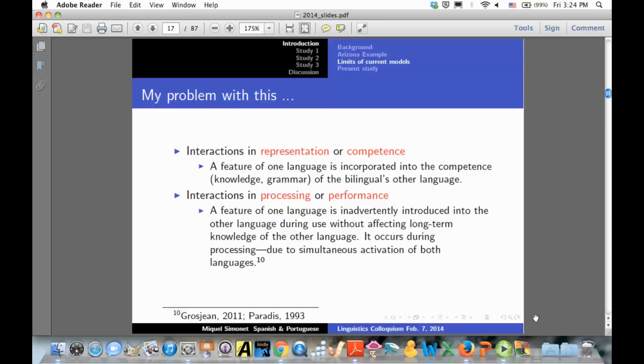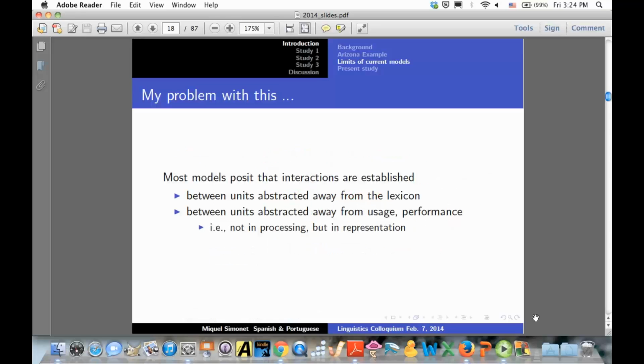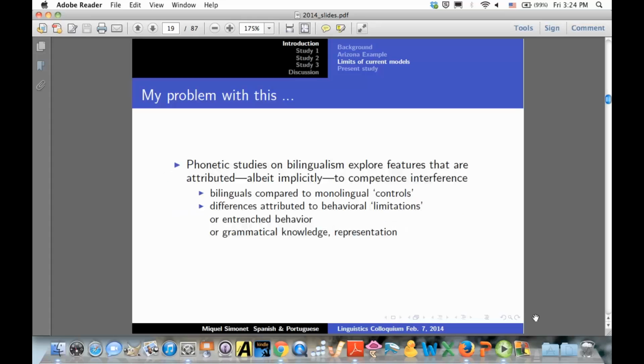So we need to know whether this might have played an effect on what we know of second language phonetics so far. And this is important because, as I was saying, most models don't use the lexicon and don't use processing at all, and use only the inventory and representation. So phonetic studies in bilingualism usually explore features that are attributed to competence interference or interference in representation.